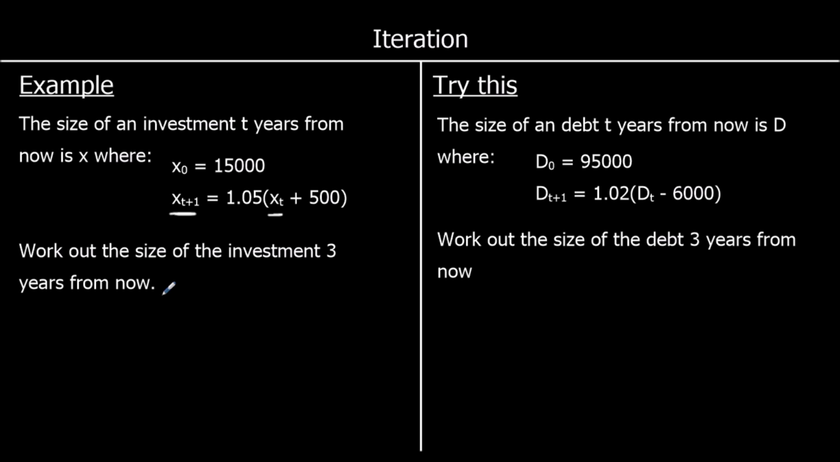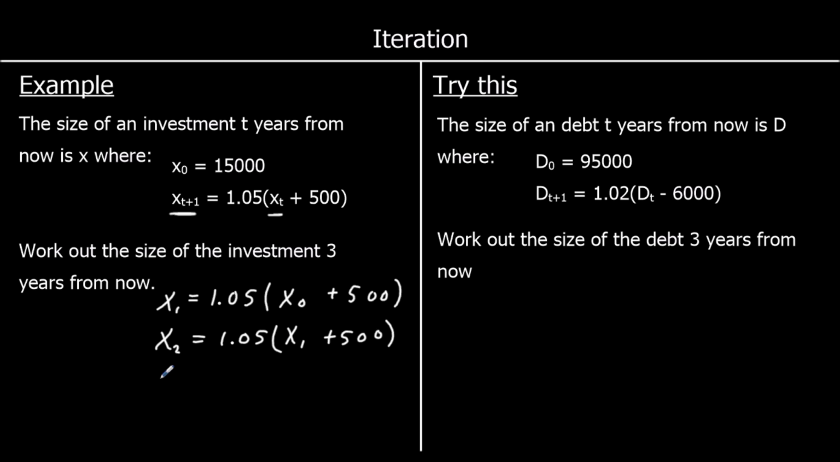So x1, which will be our first answer, is going to be 1.05 times x0, which is 15,000, plus 500. Then we're going to put this answer, x1, back in to find x2. So x2 will be 1.05 times our first answer, plus 500. And then x3 is going to be 1.05 times our previous answer, x2, plus 500.